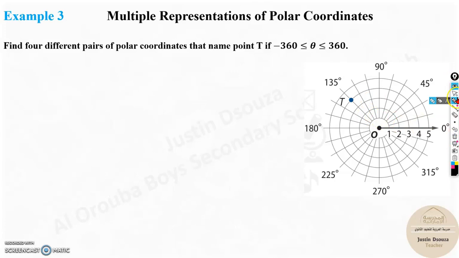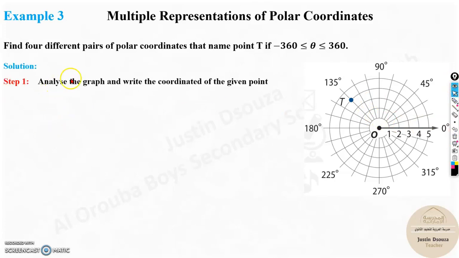So now this is the thing. Let's see over here. This is the question given to you. They have told this point T within this limit, that is from minus 360 degrees to 360. You need to find different coordinates for this. The first one is directly to measure. How? From here to here is 135 degrees, and the radius is in the fourth circle. That is 1, 2, 3, 4. The distance is 4 and 135 degrees, which is very basic.